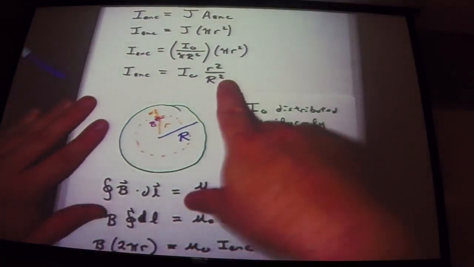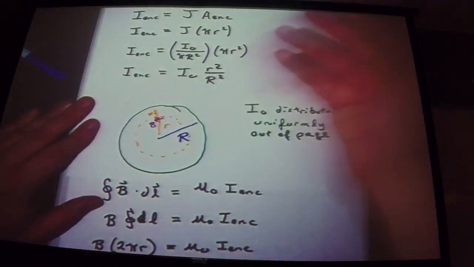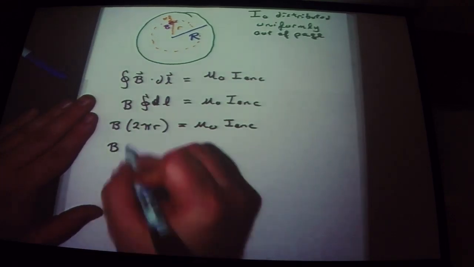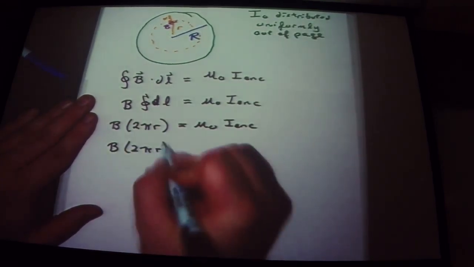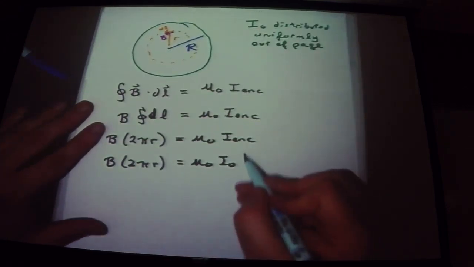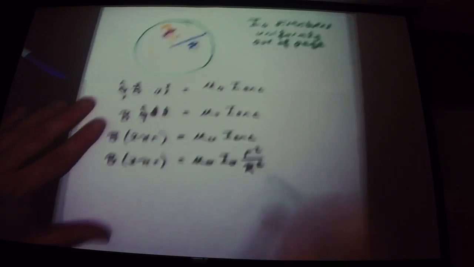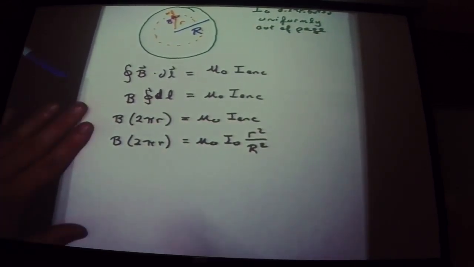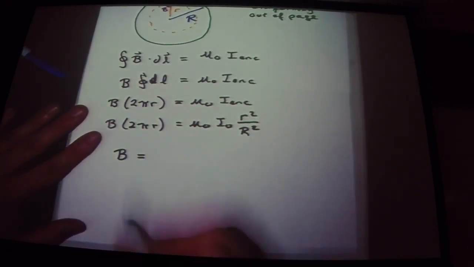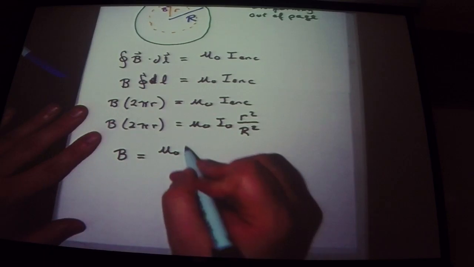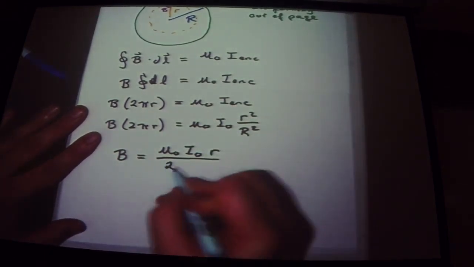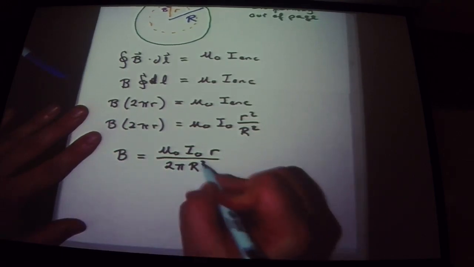By the way, this will only work for the uniform distribution of current density. Okay, so let's do this. So we put this in: 2 pi r equals mu naught I naught multiplied by r squared over capital R squared, divide by 2 pi r, and I get that the magnetic field inside is equal to mu naught I naught r divided by 2 pi capital R squared.